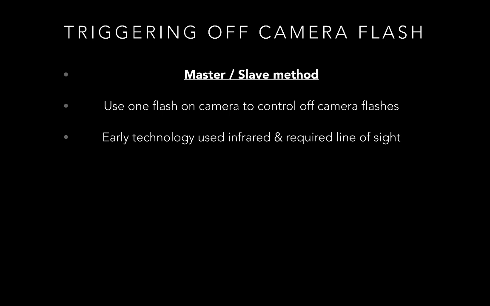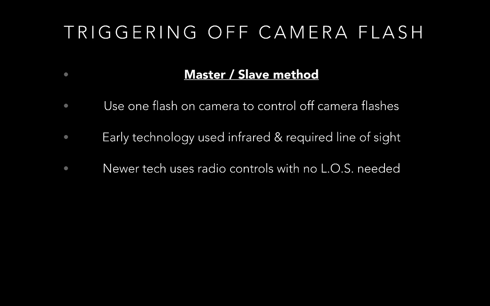This required line of sight, and what that means is that the one flash will have a little red panel on the front of it, that's the infrared area, and both of those flashes would have to be facing each other for them to be able to read those communication signals. Newer technology uses radio controls with no line of sight needed.